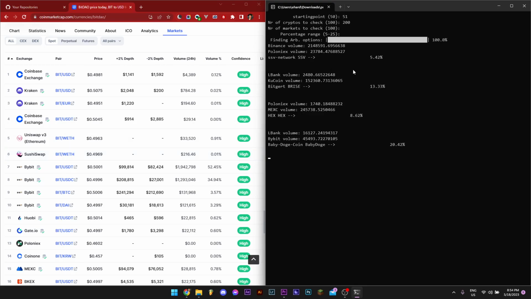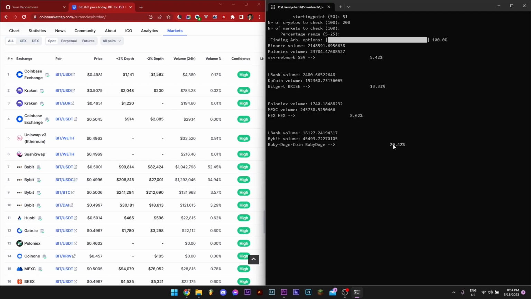Almost, and we have it. So here we have the exchanges: Binance, Poloniex, LBank, KuCoin, and so on. And for each one of those arbitrage opportunities, we also have the trading volume in dollars. It's the volume of 24 hours.